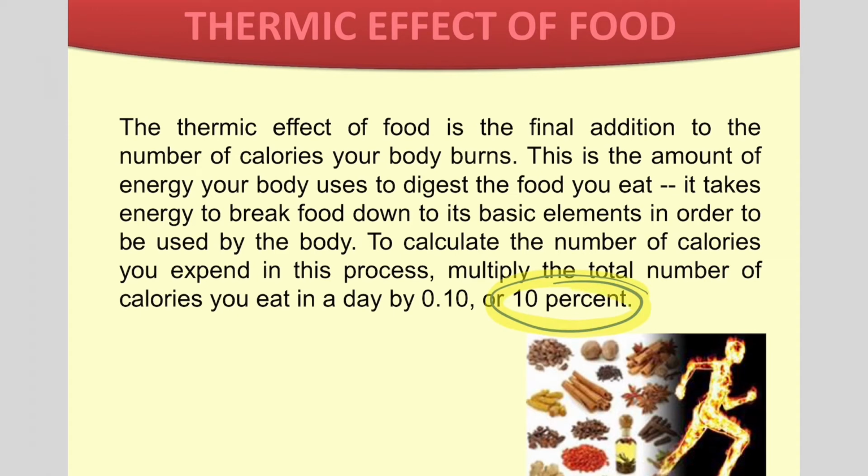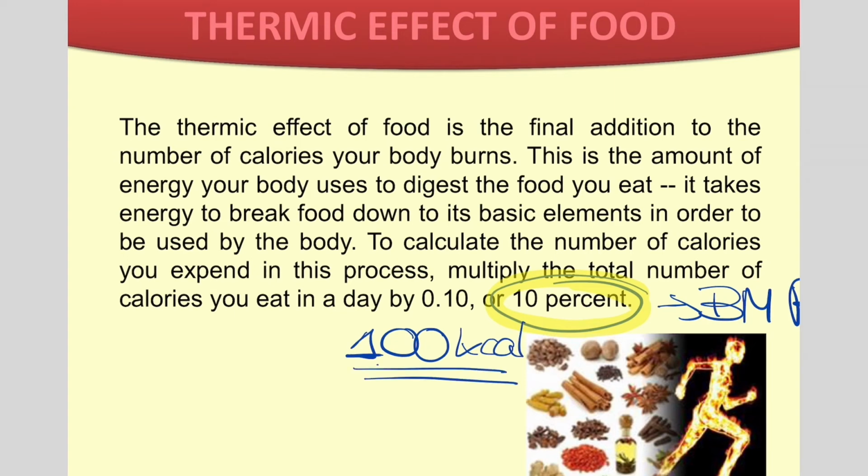Important, the thermic effect of food is 10% of the basal metabolic rate. So we have calculated the basal metabolic rate with the Harris-Benedict formula. So if we had, for example, in the basal metabolic rate 1,000 calories, 10% of 1,000 would be 100. 100 kilocalories would be the calories we need to digest the food.